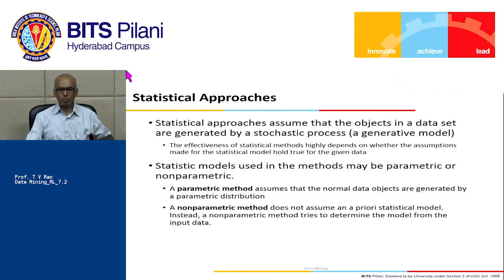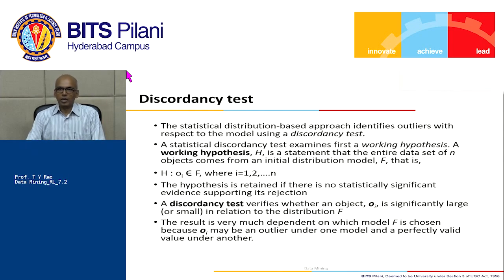And statistical models, again, can be either parametric or non-parametric. In case of a parametric model, the distribution and the parameters are assumed. In case it is non-parametric, there is no a priori assumption with respect to the model, and the model itself is determined based on the input data. In statistical techniques, we use a test called the discordancy test to determine if something is an outlier.